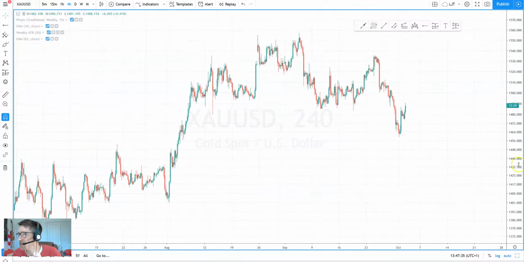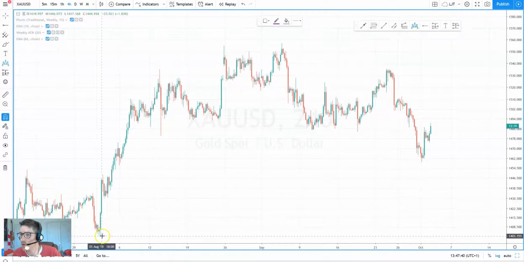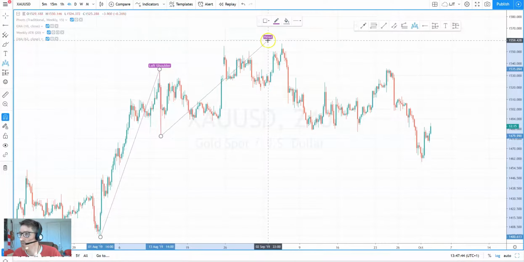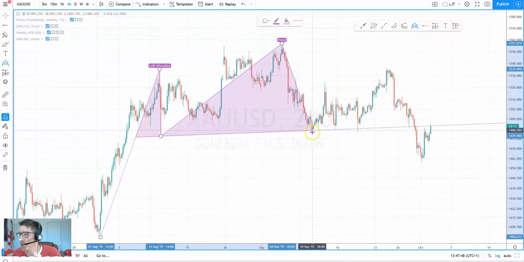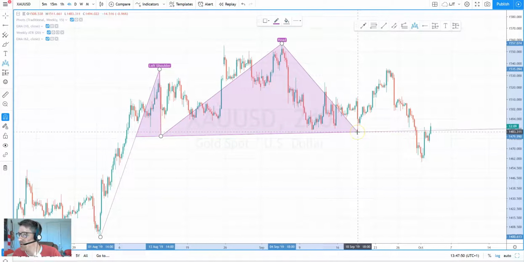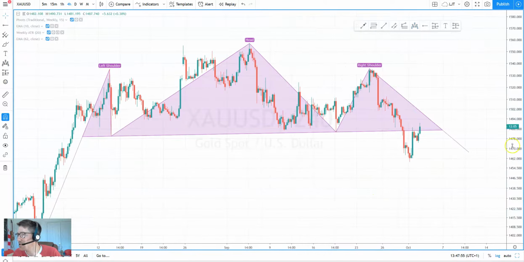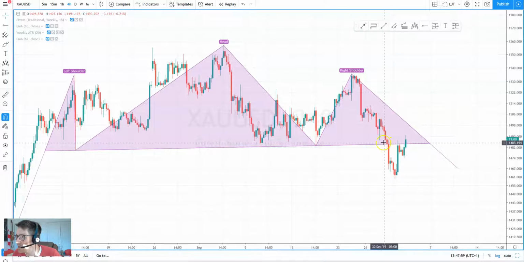This is where the head and shoulders really is most apparent. So we've got this left shoulder here, we've got the head, which is at the high there, potentially a double top as well. We've got the low of the neckline there, and then we've got this right shoulder. So that's the head and shoulders setup that we've got at the moment. We've seen this retest here yesterday, or of that low there specifically.